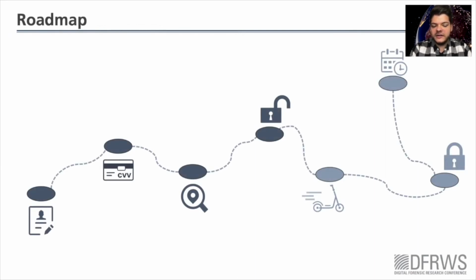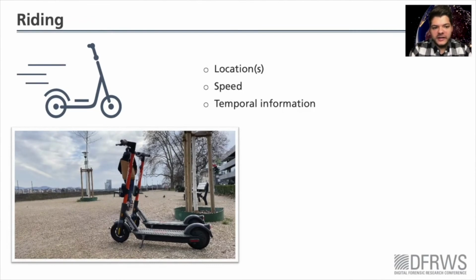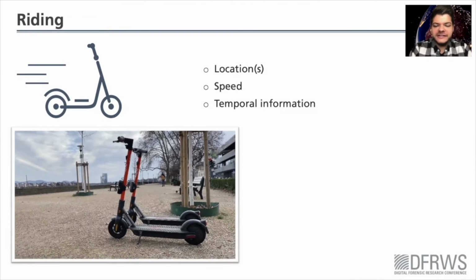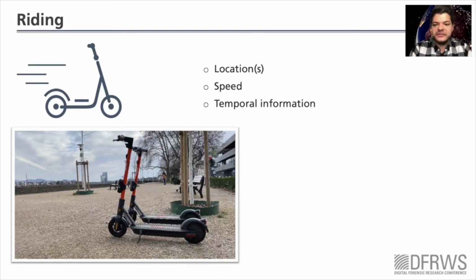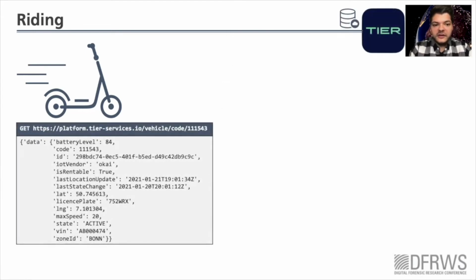Now, we've unlocked our ride, and we would like to do the most fun part, ride the scooter. This may not be information which is completely interesting during a forensic analysis, because this usually happens after the ride happened, but we thought it's interesting to include it here. So things that may be interesting are locations during the ride, or speed, or other things.